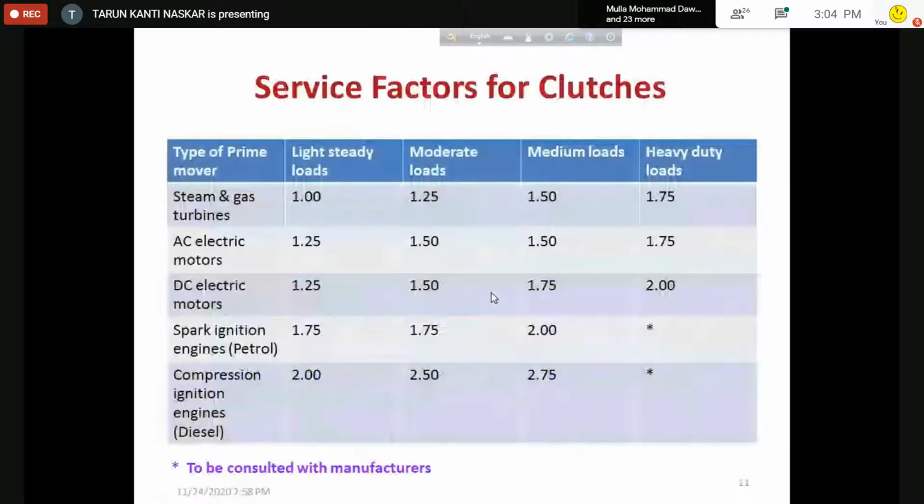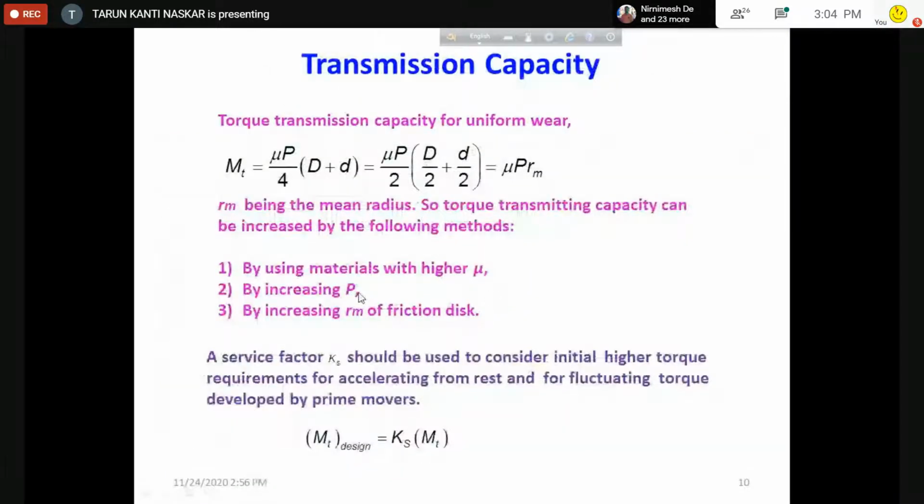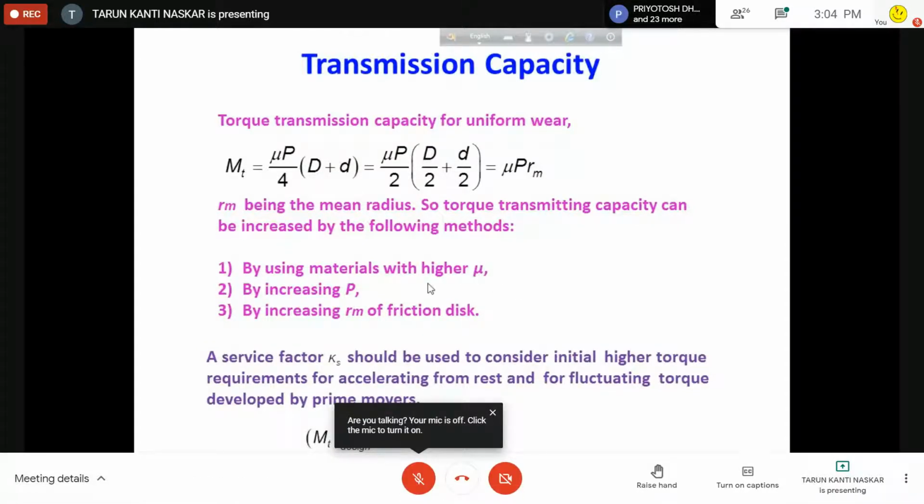Actuating force depends on the spring, clear, and mu depends on the material. So by manipulating mu, P and Rm, you can increase the value of MT. Okay.